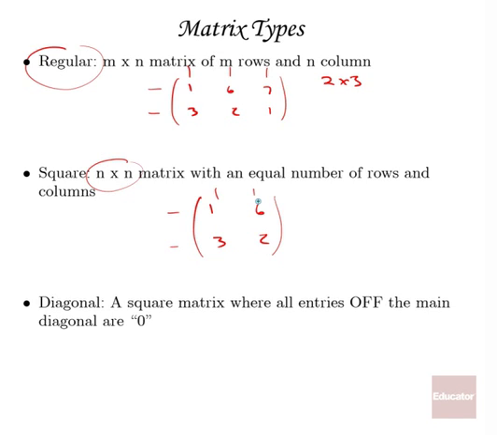A diagonal matrix is a square matrix where all of the entries off the main diagonal are 0. So let's do a 3 by 3 diagonal matrix. Let's take 1, 2, 3, and just put them along the main diagonal, and we put zeros in everywhere else. This is a diagonal matrix. Entries along the main diagonal, zeros everywhere else. Okay?